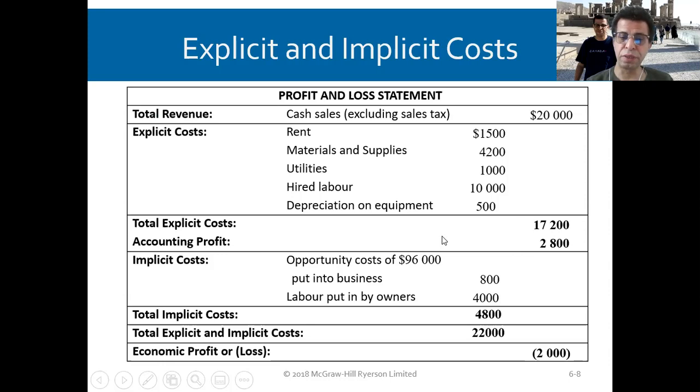Now, what do you do in an economics approach? You also calculate the implicit cost, which is the opportunity cost, how much you invested into the business. So if you put in $96,000 that year, there is an $800 opportunity cost there. You could have had it in the bank and earned an interest rate, for example, and the labor put in by the owner.